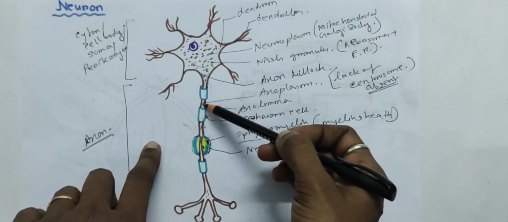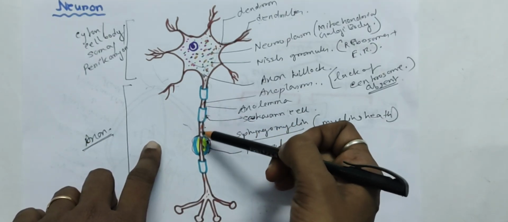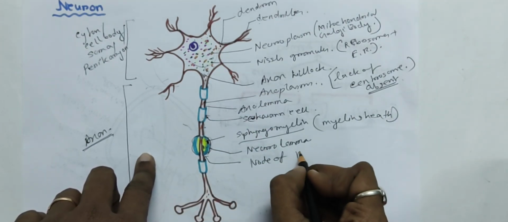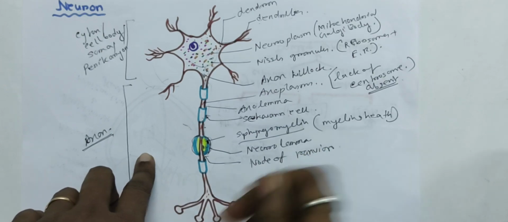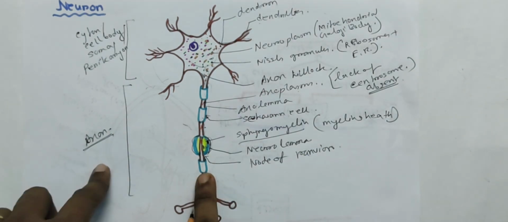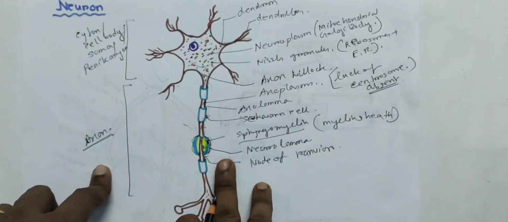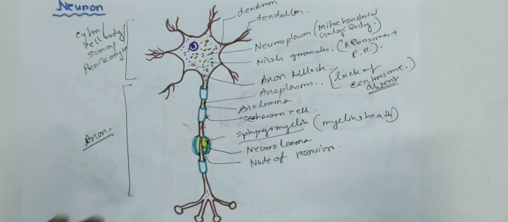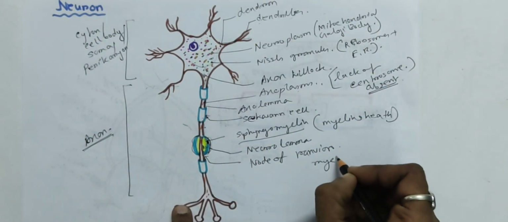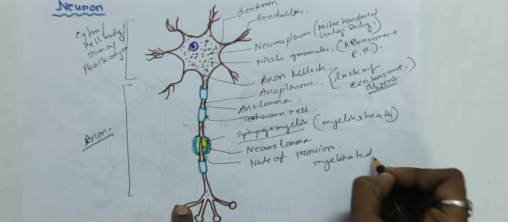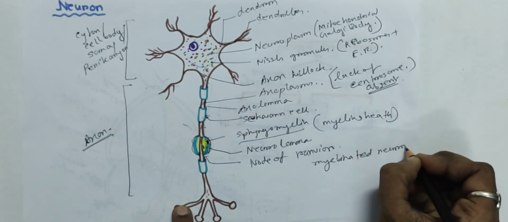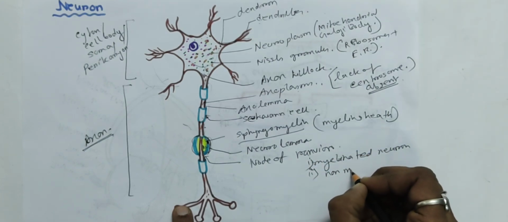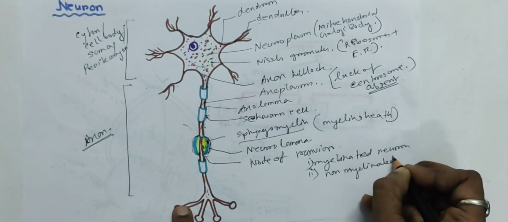And in some regions the Schwann cell is absent. That part is called the node of Ranvier. Some neurons possess a myelin sheath and some neurons lack a myelin sheath. So the neurons which have a myelin sheath are called myelinated neurons, one type, and if the myelin sheath is absent, then they are called non-myelinated neurons.